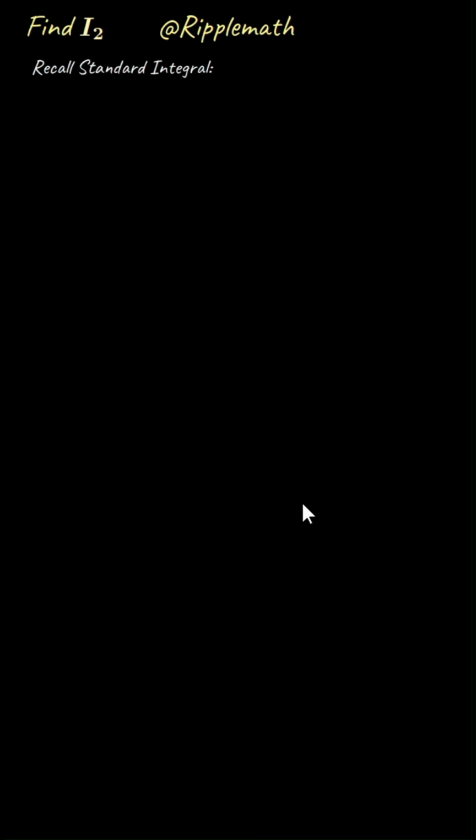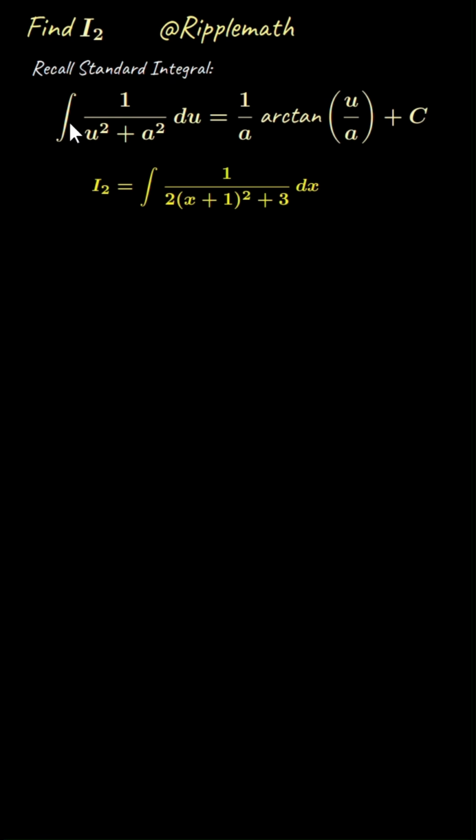All right, next one. The rule here is the integral of 1 over u squared plus a squared du is 1 on a arctan or tan inverse of u over a, and then plus a constant. So you can see they're very similar but not quite. Again, we are going to pull that 2 out. If we pull the 2 out, that becomes a half and that 3 becomes 3 over 2.